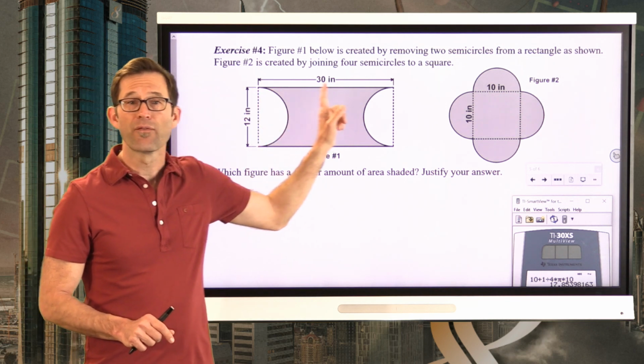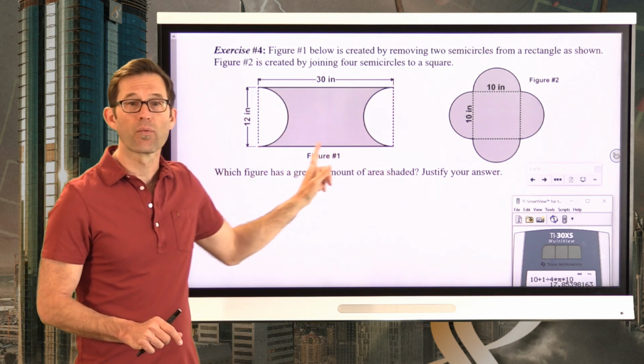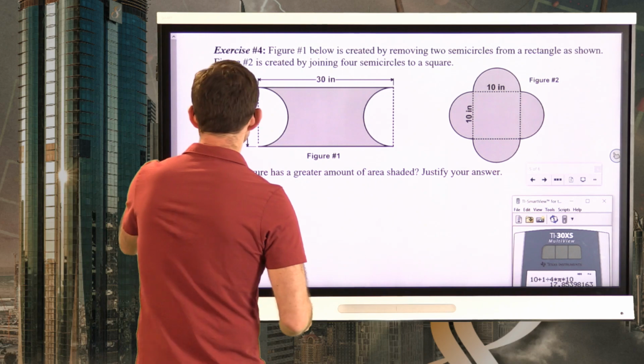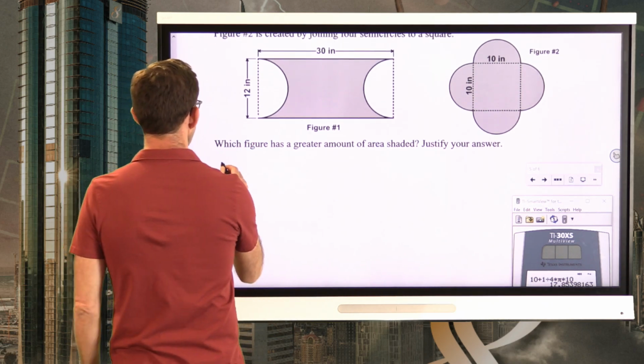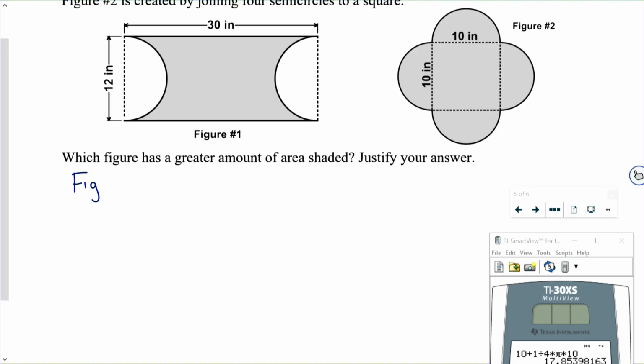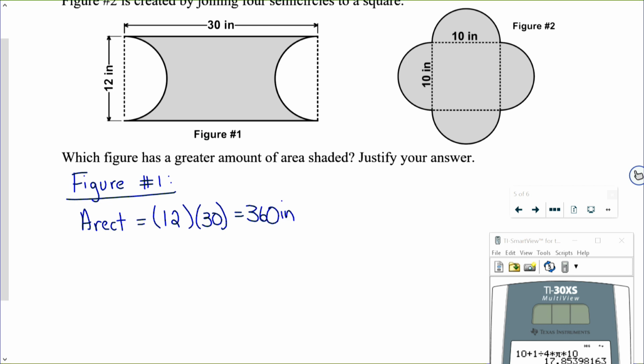Now, with figure number 1, let's talk about some strategy, right? I'm going to calculate first the area of this entire rectangle, all right? And that's easy enough to do. Let me just bring this up. So figure number 1. Right, let's just be systematic about this, all right? We've got the area of the rectangle, and that's going to be 12 inches times 30 inches, which is going to be 360 square inches.